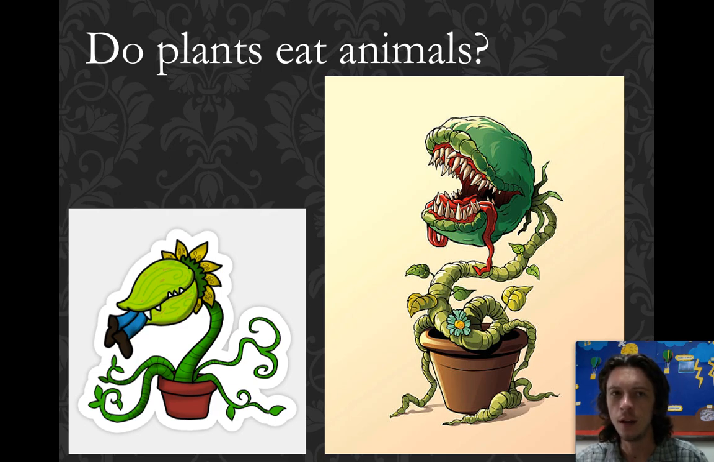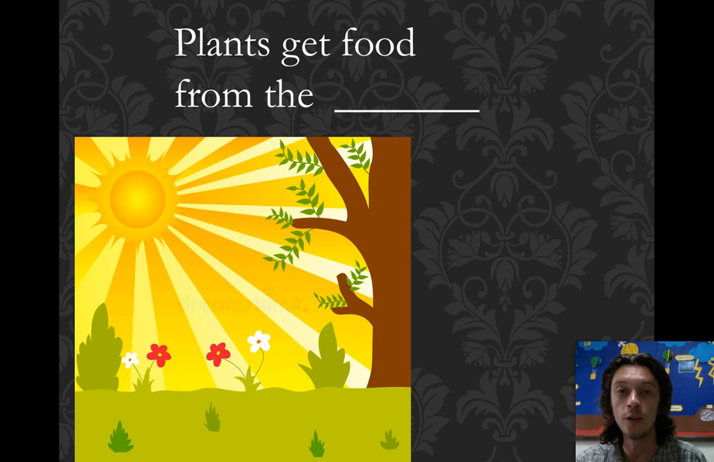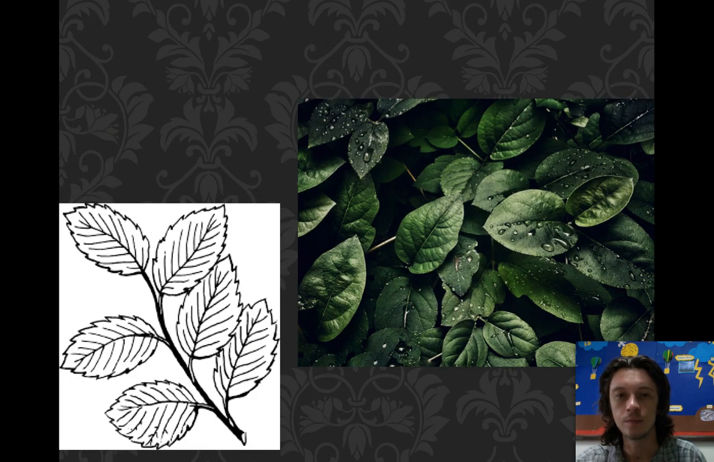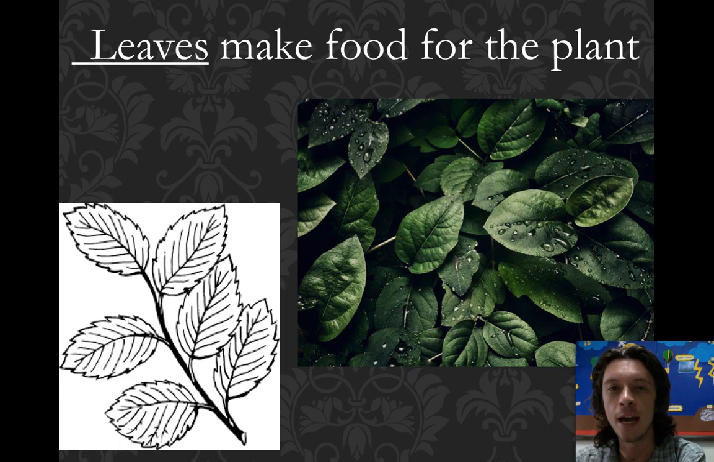Question. Do plants eat animals? Yes or no? No. Plants get food from the, what is that? Right, the sun. So they get their food from the sun. What are these? So these make food for the plant. Again, these are leaves. Leaves make food for the plant.